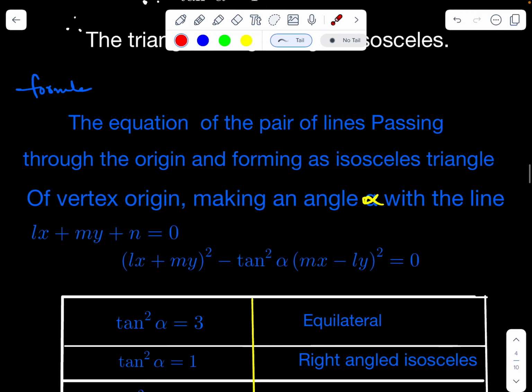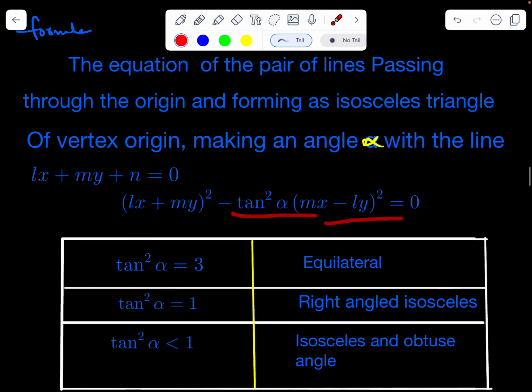Here I am giving the formula to you. The equation of the pair of lines passing through the origin and forming an isosceles triangle with vertex at the origin, making an angle α with the line lx + my + n = 0, is (lx + my)² − tan²α (mx − ly)² = 0. If tan²α is equal to 3, it is called equilateral.